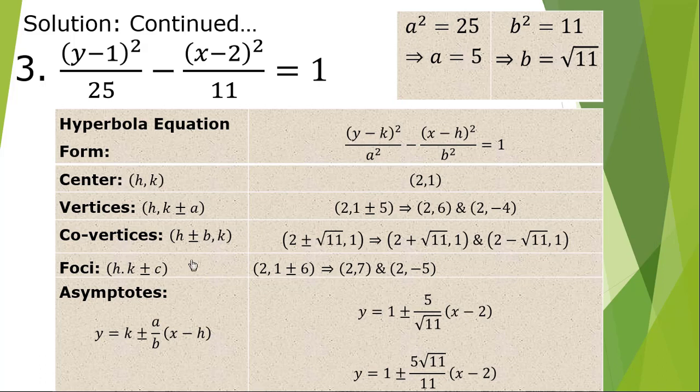For the foci, we have H, then K plus or minus C. H is 2, then K is 1, plus or minus the C, in which we add this, and then the square root of 36 is 6. So we have copy 2, and 1 plus 6 is 7. Copy 2 again, and then 1 minus 6 is negative 5.